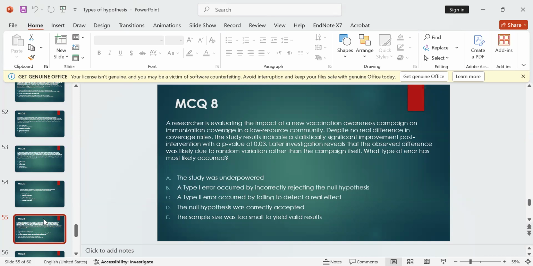The answer is B. A type 1 error occurred by incorrectly rejecting the null hypothesis.